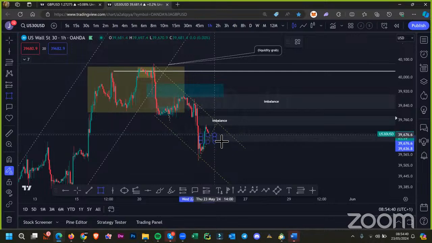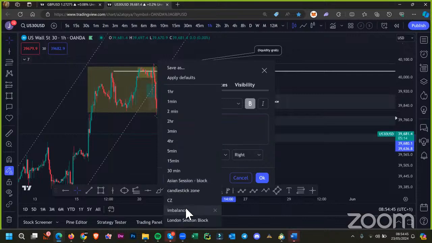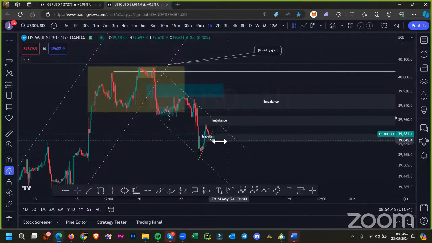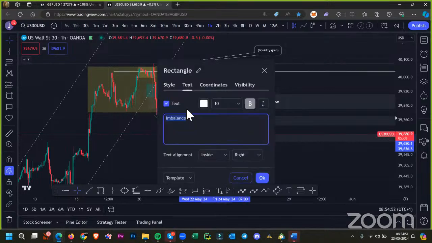Now, the question I want you to ask yourself is, would you have seen that if you were trading by yourself? Would your charts look the same if you were trading by yourself? Would you have identified this imbalance here? This 1 hour imbalance. Would you have identified it?